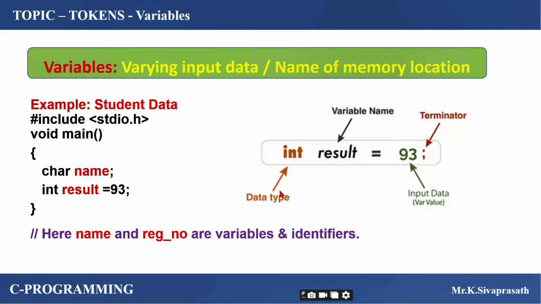So here int is the data type, and result is the name of the variable which we have chosen. The programmer can choose any variable name, for example int r can also be taken, that is equal to the value supposed to be stored under this variable name. So make sure that to declare a variable we should have a data type, and if any value is supposed to be assigned, you can make use of equal to as well as the data. And here the name and the register number are variables as well as identifiers, so both are customizable by the users.